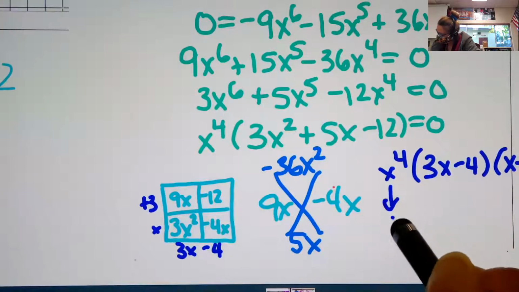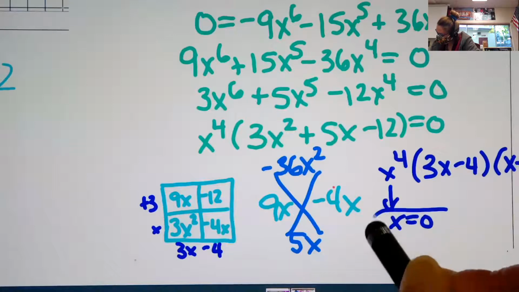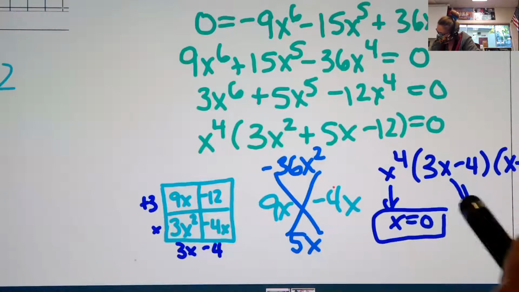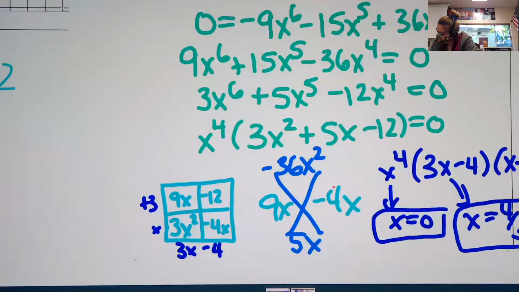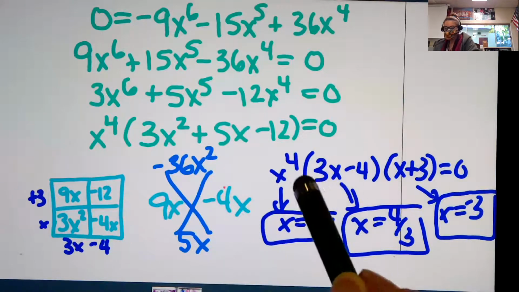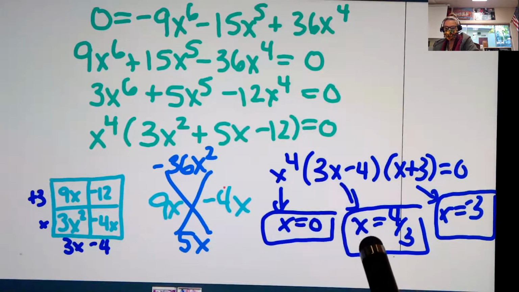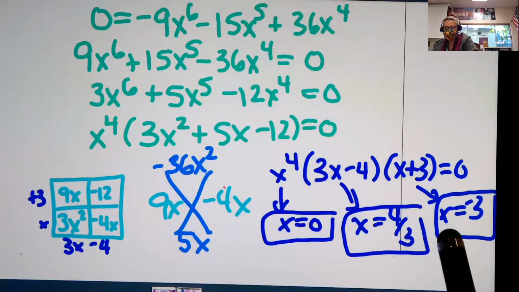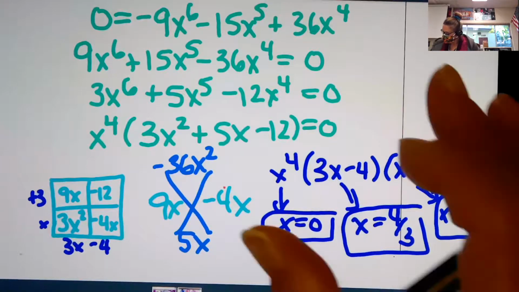So this is going to give me x equals 0. That's one x-intercept. This is going to give me x equal 4/3. And this is going to give me x equal negative 3. Okay, sorry. So x equals 0, this is 4/3, and this one is x equal negative 3. Okay, last one.